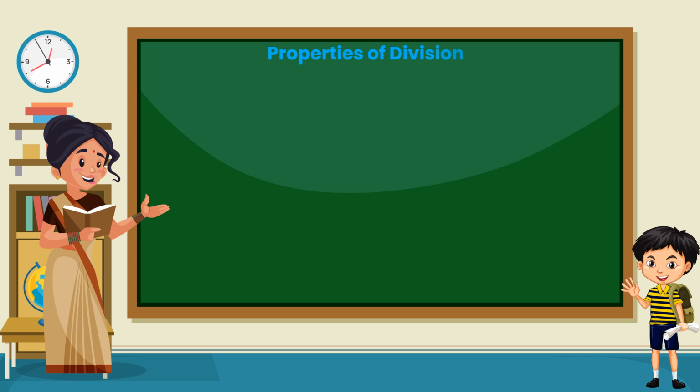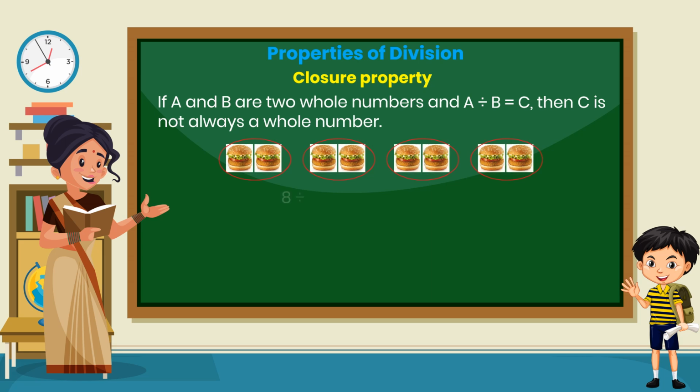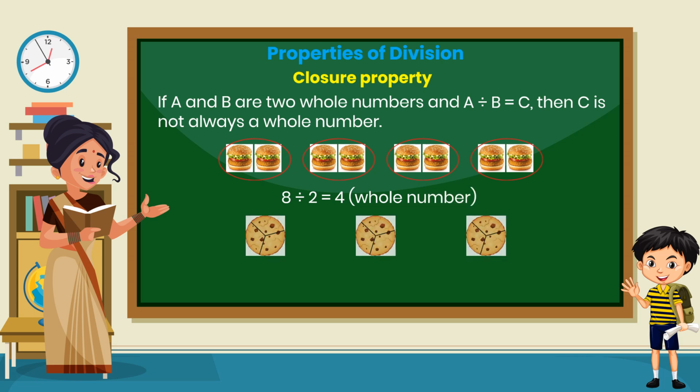Properties of division. Closure property. If A and B are two whole numbers and A divided by B equals C, then C is not always a whole number. 8 divided by 2 equals 4, a whole number. 3 divided by 9 equals 1 by 3. It is not a whole number.